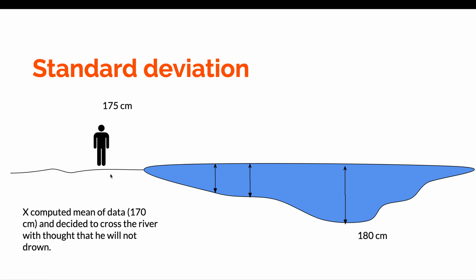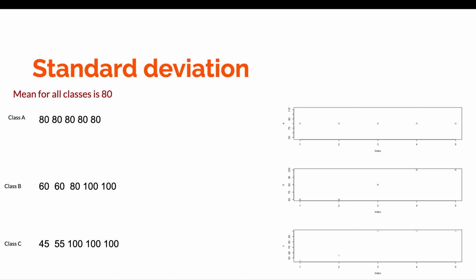And then he was happy: oh, the mean depth is 170 and my height is 175 centimeter. That means I will not drown if I cross the river. But do you think this is the case? This is a simple case which shows how the mean of data can give you an inaccurate picture about the data. So mean cannot always convey accurate information about your data. So how can we have more information? I have taken one more example here.